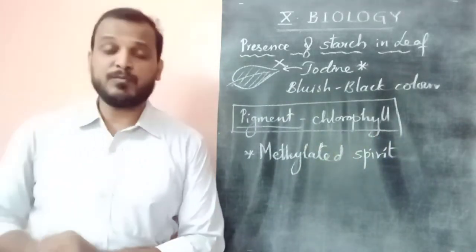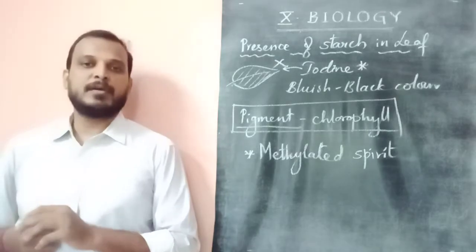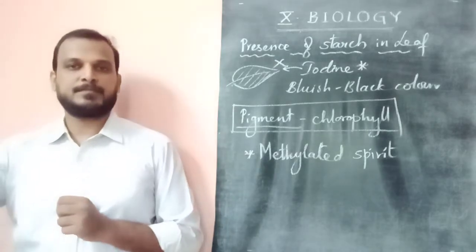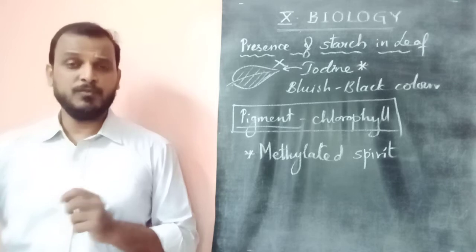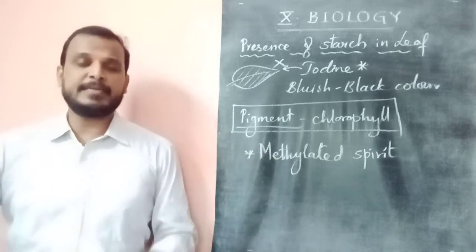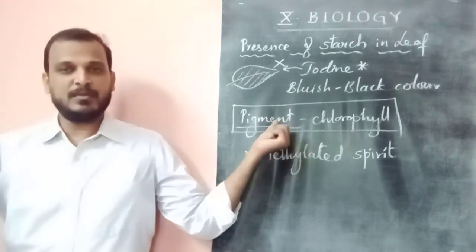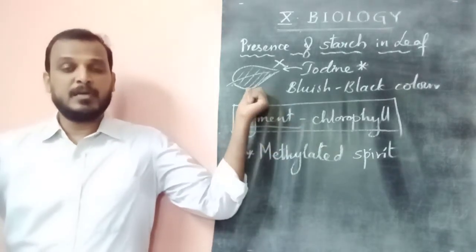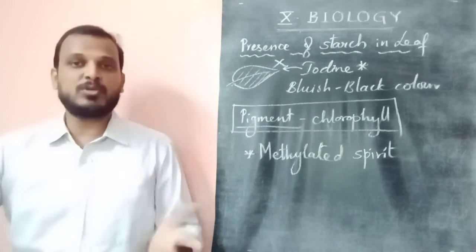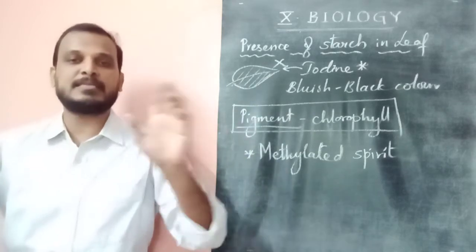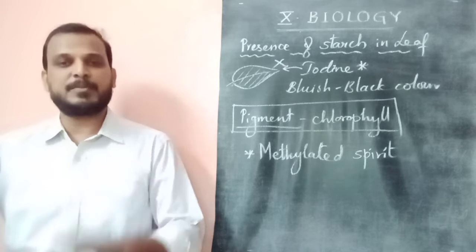So we need to take one more chemical called methylated spirit, alcohol. Why should we take methylated spirit in this experiment? It is used to remove chlorophyll. Then the leaf will become a chlorophyll-less leaf, without chlorophyll. Then iodine can be used to test the presence of starch.